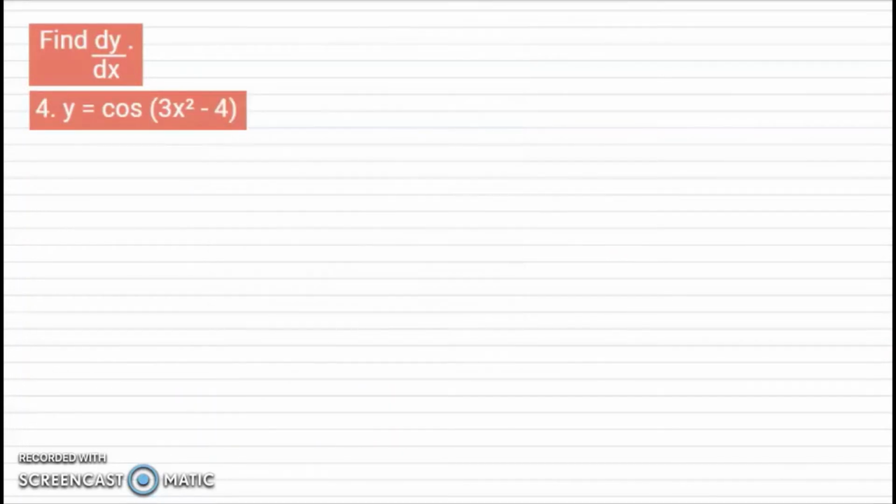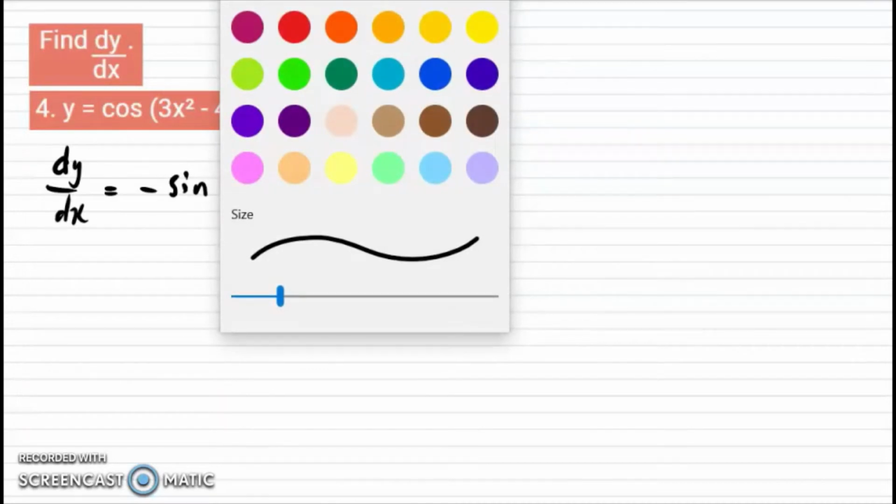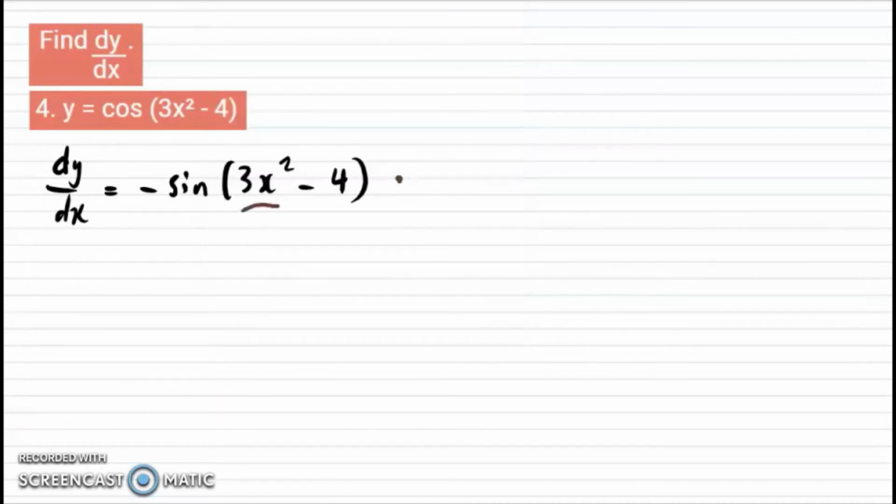So this is a cosine function. The derivative of y with respect to x is equal to, based on the rule, the derivative of cosine is negative sine, right? So equals negative sine of 3x squared minus 4, then multiply by the derivative of the inside function, 3x squared minus 4.